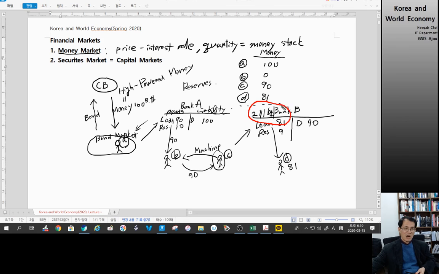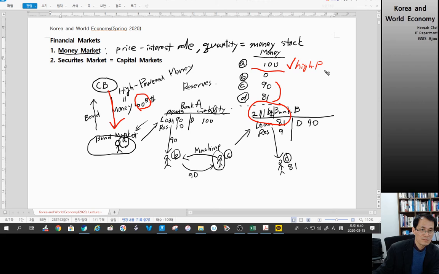271 billion dollars. How much money was supplied to the economy? $100 billion. And this one is the money that the bond market has received. This one is what? This is the money that C and D hold, right? Now, what happens here? Well, this one is high powered money. And these two are called what? Bank money.